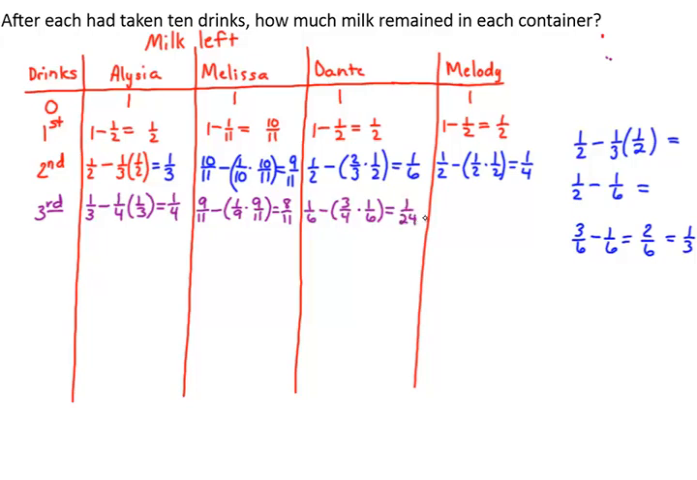Okay, and then Melody, she drank 1/2 of what was left, then another 1/2 of what was left. So we have 1/4 minus 1/2 times 1/4. So that ends up being 1/8. Okay, all right, let's do another one. So let's do the fourth drink.